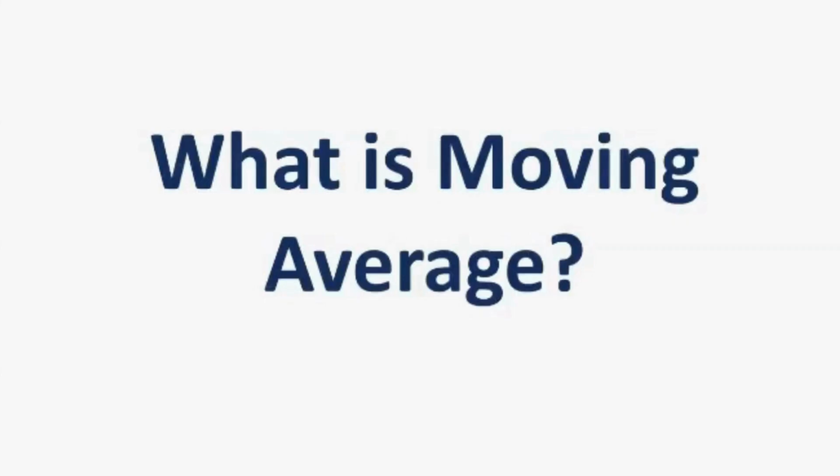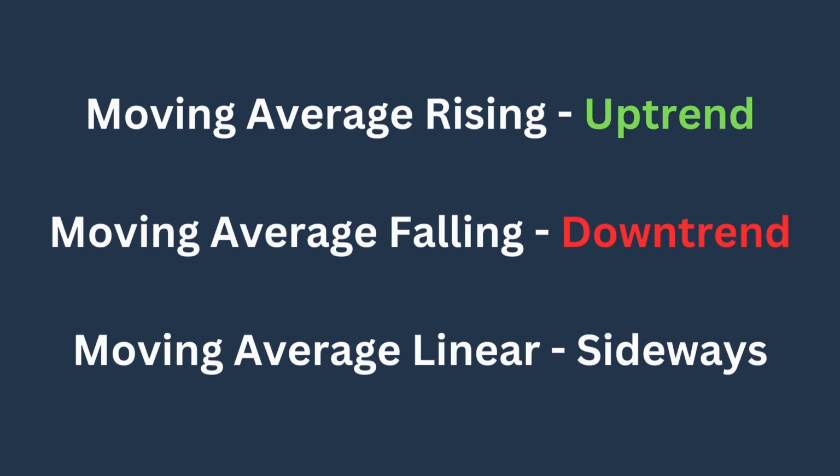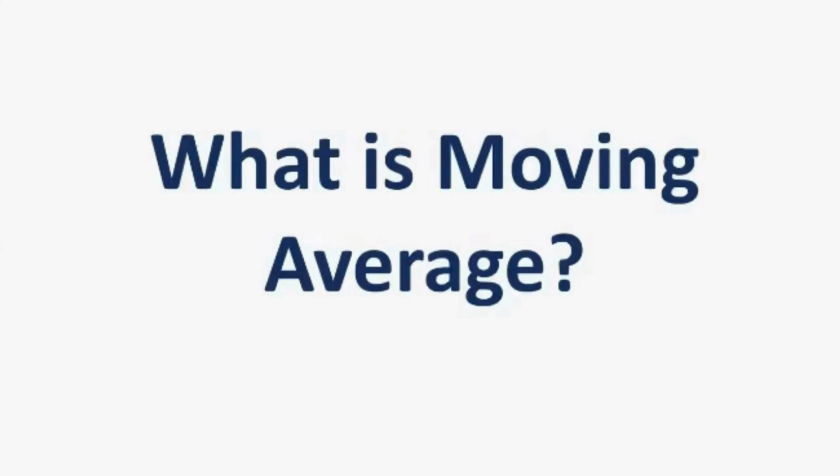Just remember that if the moving average is rising, the market is in uptrend. If it's falling, then the market is in downtrend. And if the moving average is neutral, that is somewhat moving linearly, then the market is in sideways range. Yes, that's how moving average can be defined. And so first let us understand support on moving average.